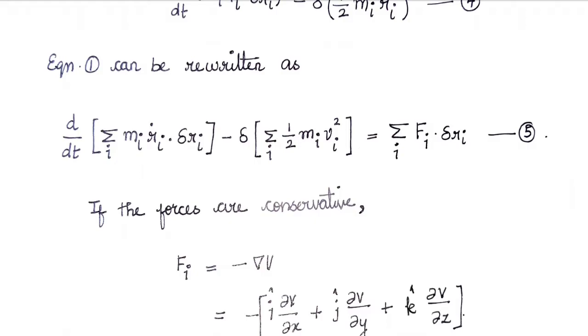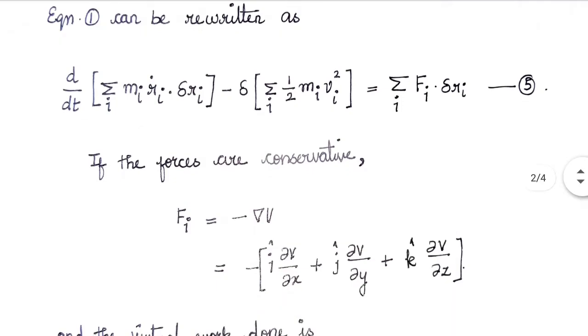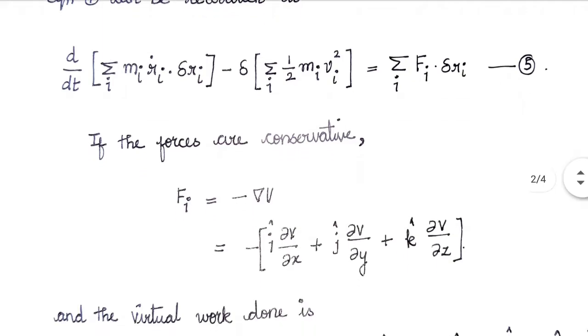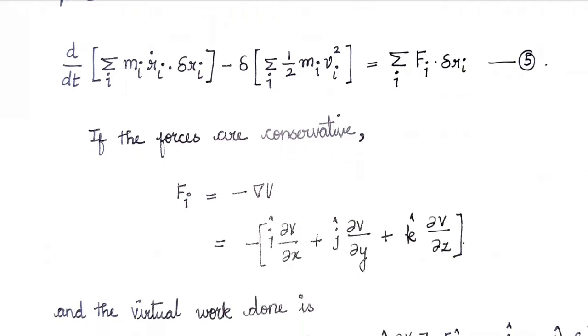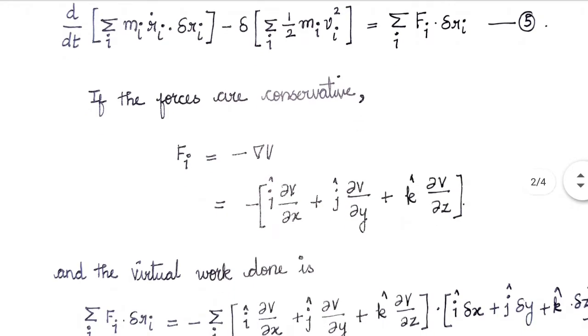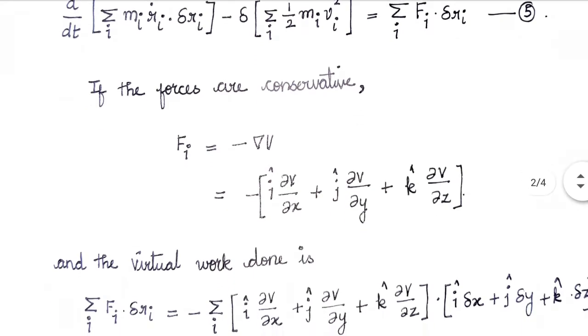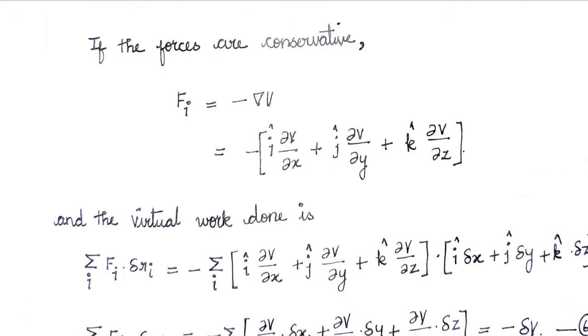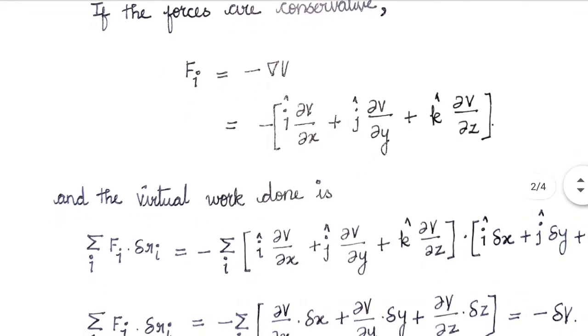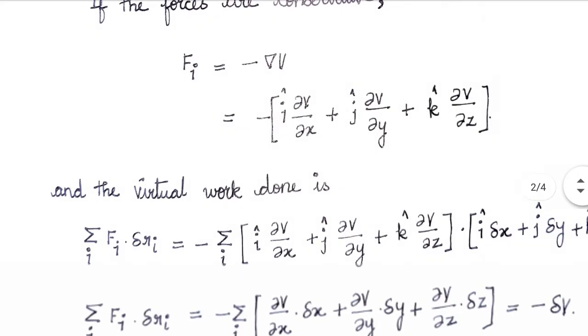If the forces acting on the system are conservative, by definition F_i is equal to minus del V, that is, we can write forces as the negative gradient of a scalar potential. So minus del V, the directional differentiator, we can write as minus i ∂V/∂x plus j ∂V/∂y plus k ∂V/∂z. And the virtual work done can be written as the sum over i of F_i · δr_i.